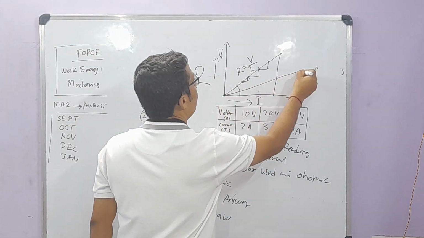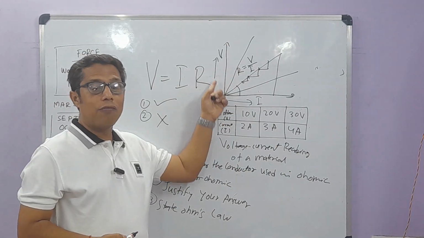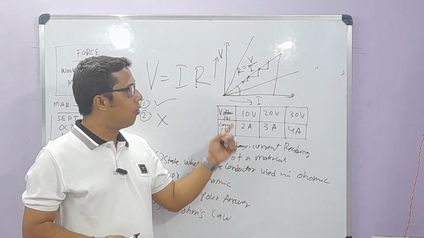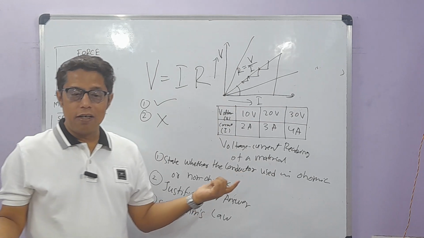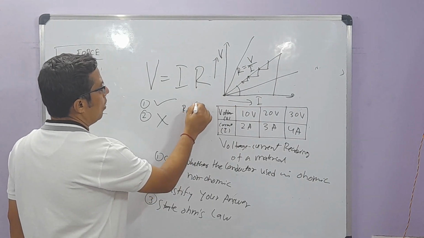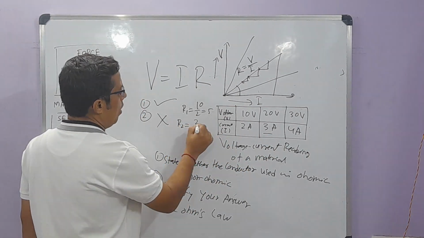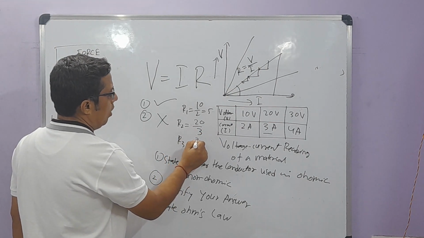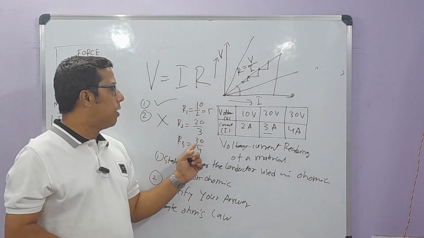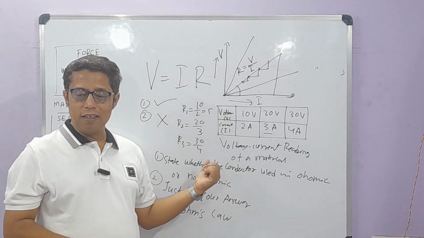For another material, the straight line will vary like this. So if you get a straight line when plotting the voltage-current data, you say it's an ohmic resistance. If your data does not follow a straight line, then it is non-ohmic resistance. Here, for the first reading, R1 is 10 by 2, which means 5 ohm. Then R becomes 20 by 3, and R3 becomes 30 by 4. So in this data set the value of resistance keeps changing, so it will not present a straight line. This will be non-ohmic.